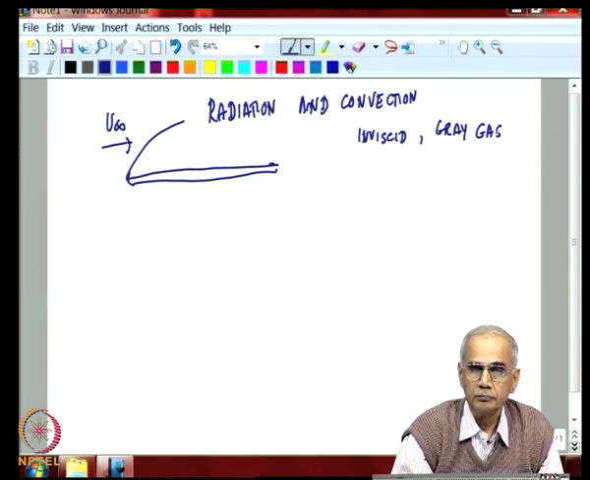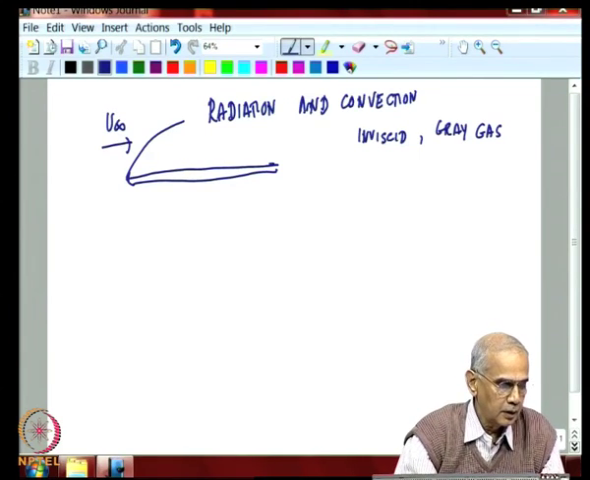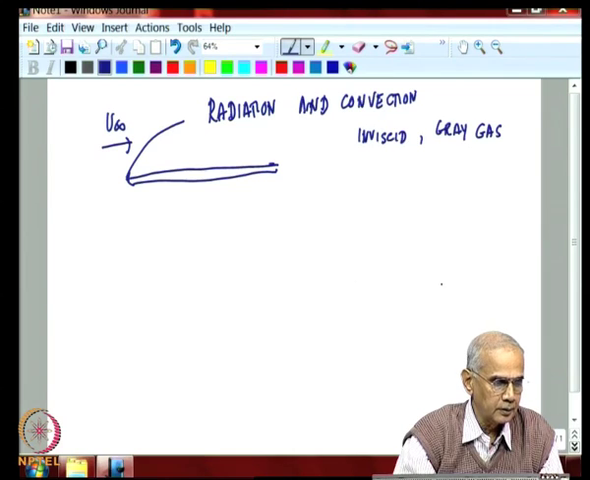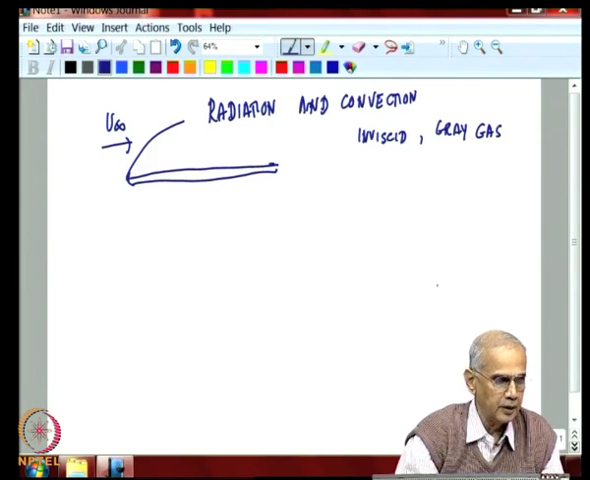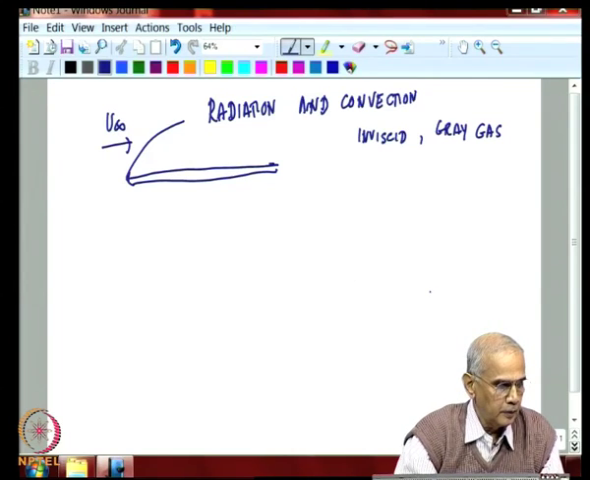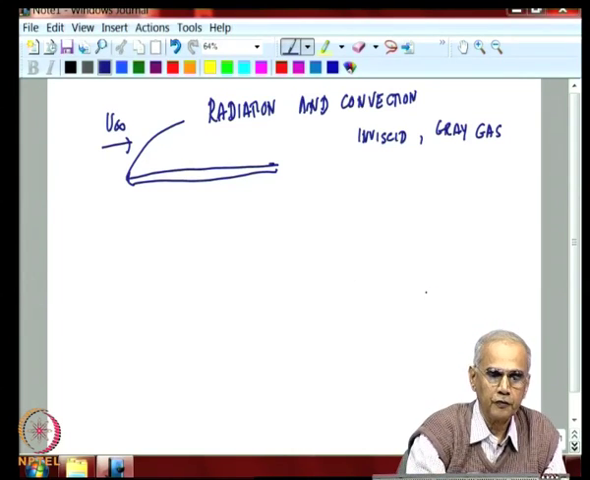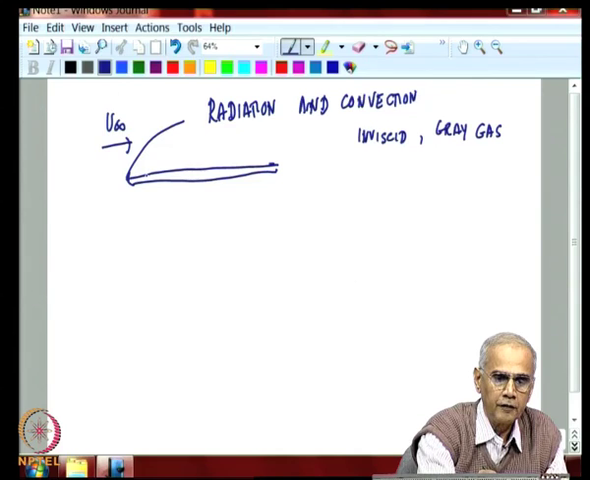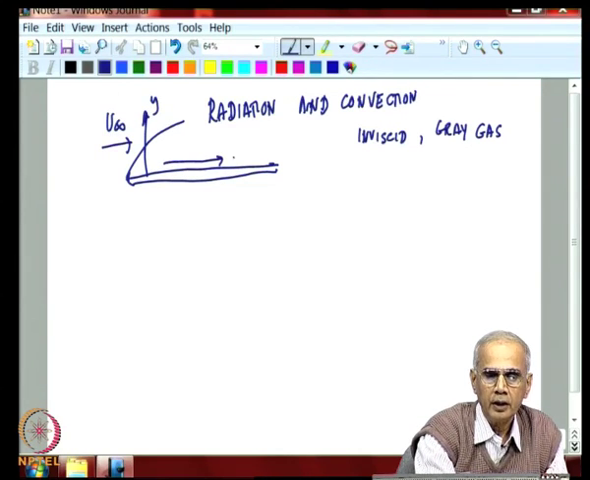This is of course a very ideal example, not related to the real world, but it illustrates clearly the role that radiation plays in convective heat transfer. So, it is a way to illustrate in the classroom. The radiated flux is varying in the y direction and the flow is going in the x direction.